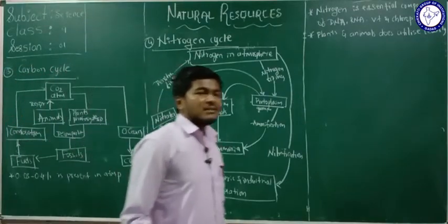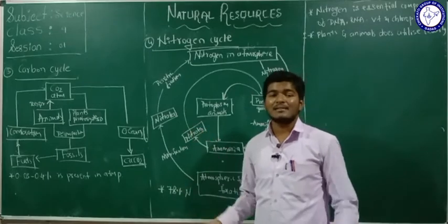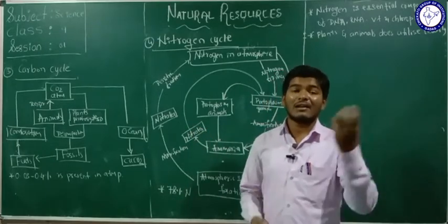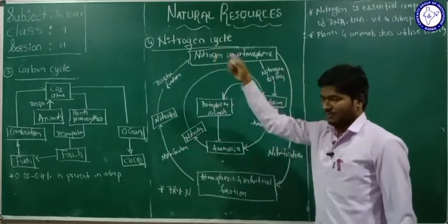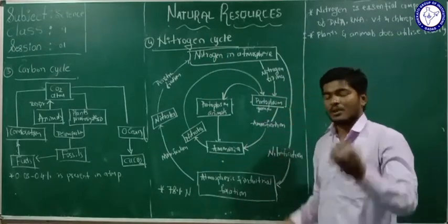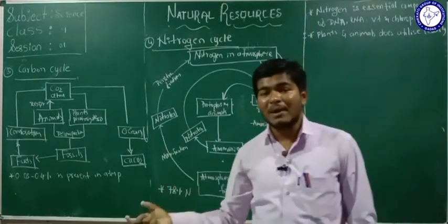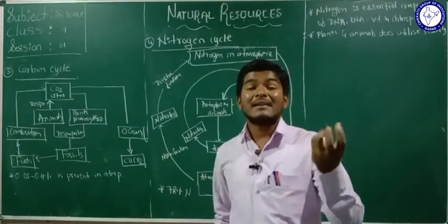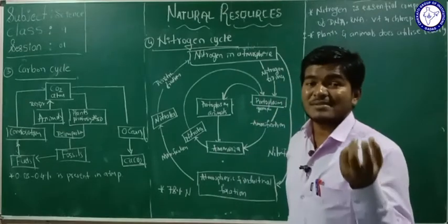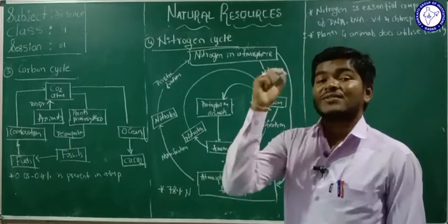But the animals and the living beings present on the surface, the animals and the plants, are not able to get the nitrogen readily from the atmosphere. That nitrogen will be supplied to the plants and the animals by some of the microorganisms, which are called nitrogen fixers.